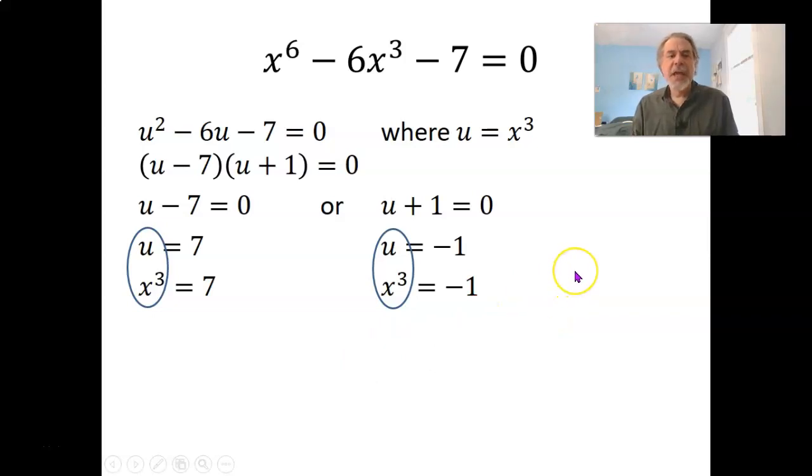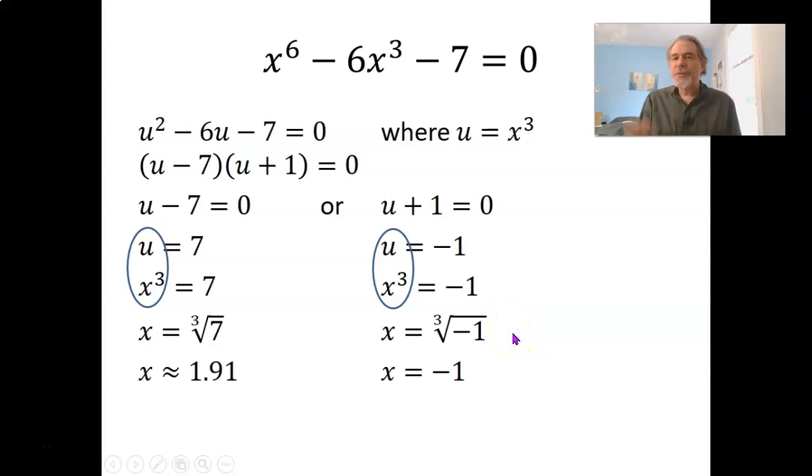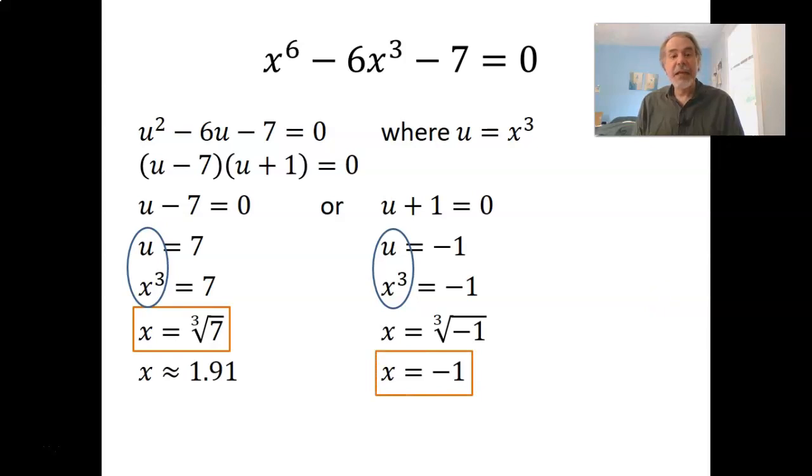Okay, where do we go from here? If x cubed is 7, how do we go from x cubed to x? Well, we can take cube roots to undo the cubing. x would be the cube root of 7, or the cube root of negative 1. And the cube root of 7 is approximately 1.91, but if you want an exact answer, you have to just leave it as the cube root of 7. The cube root of negative 1 is exactly negative 1. So the solutions we got were the cube root of 7 and negative 1.